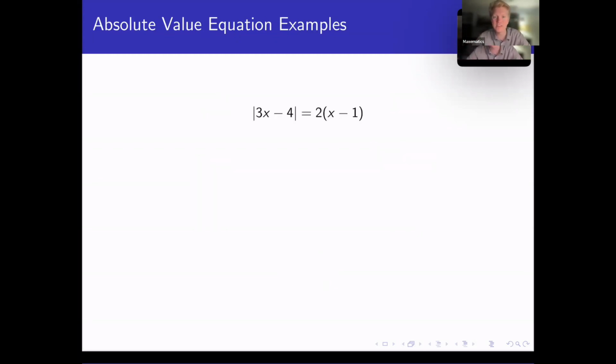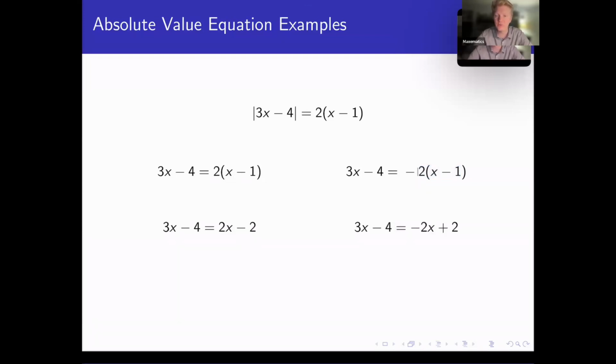Absolute value of 3x minus 4 equals 2 times x minus 1. So what we're going to do is 3x minus 4 equals itself, 2x minus 1, and 3x minus 4 equals negative 2x minus 1. You could put another set of brackets or parentheses around these two if you want. It would end up just creating another step for you, but if that helps you see the difference, by all means, go for it. Here, we're going to distribute just positive 2, but here we're going to distribute negative 2.